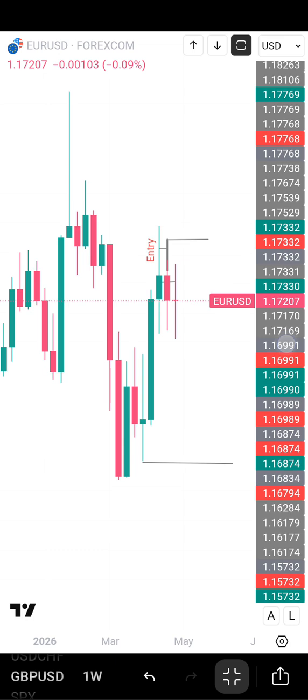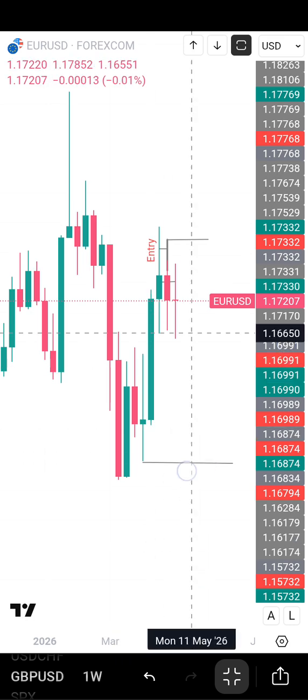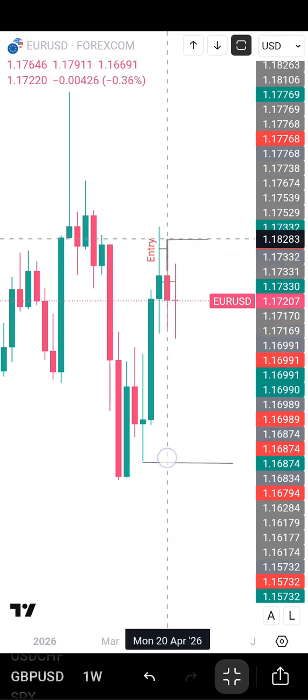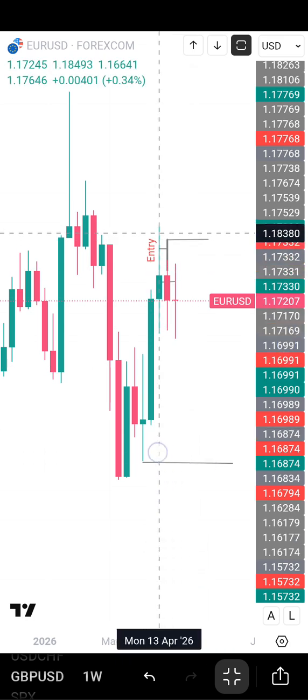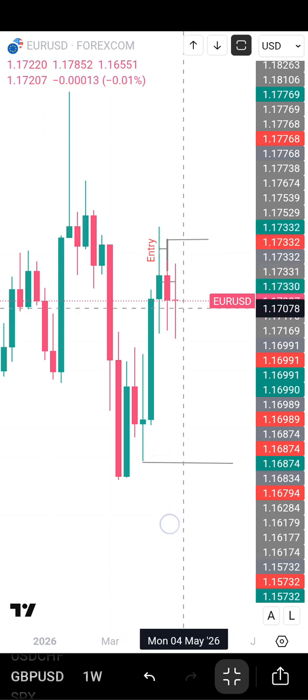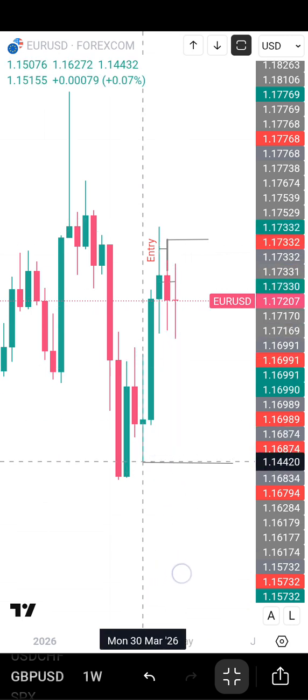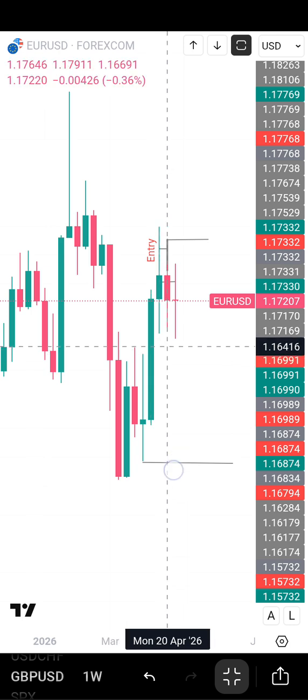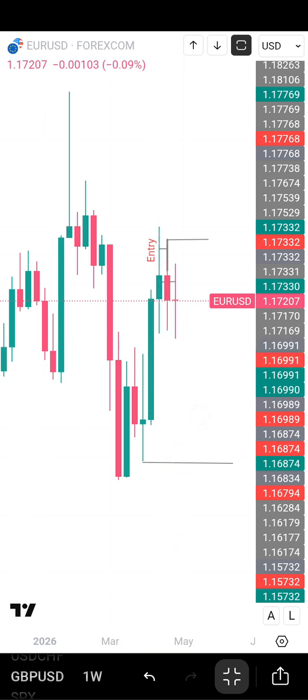On Euro USD, this area I marked is a point of liquidity, and this point here. All right, we also have liquidity below here, right? It's an FVG the price needs to react from. That is on Euro USD on the weekly time frame.